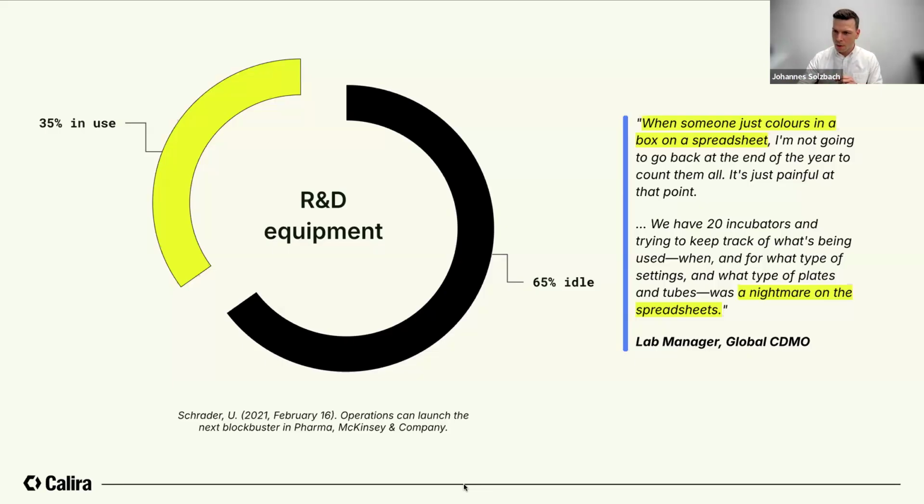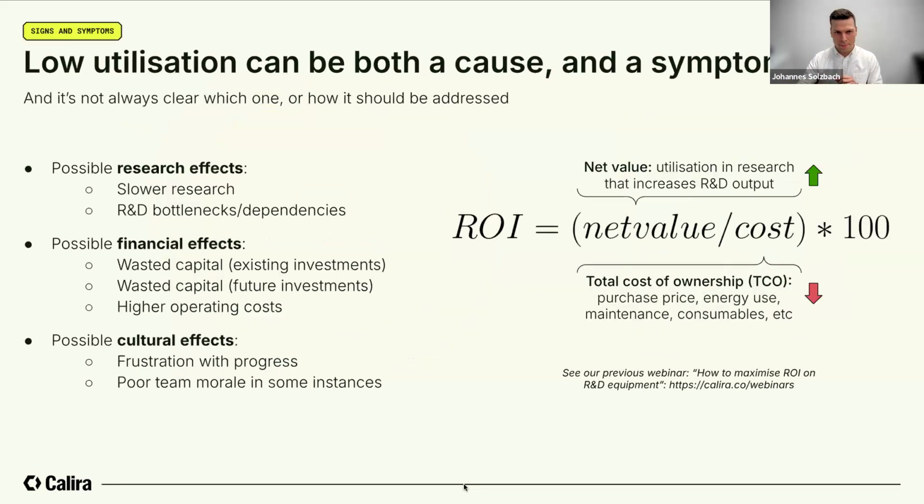But before he does get into that, I want to mention that low utilization is tricky because it's often both a cause and a symptom. As a cause, it creates very real problems. Research slows down, bottlenecks appear, expensive assets don't deliver the value that they were bought for.